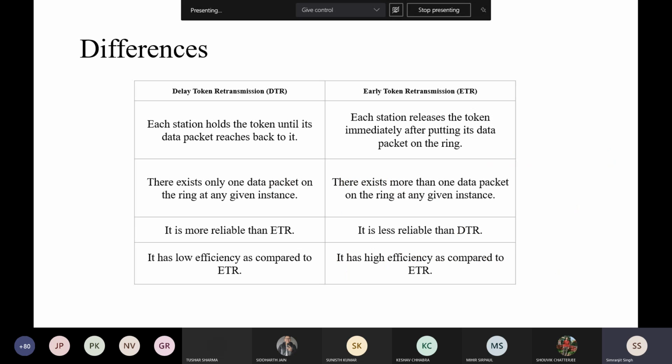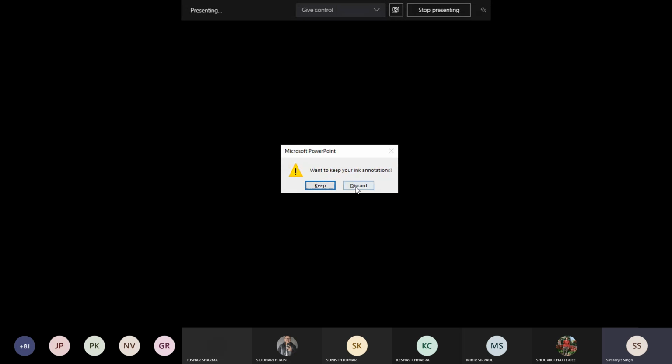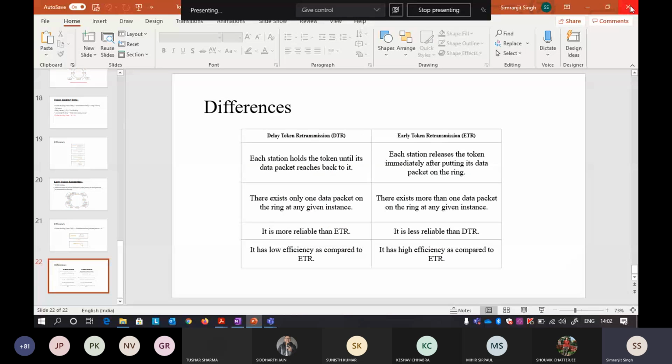If you take a look at the differences here, there are two main differences. Early token reinsertion is less reliable, and delayed token reinsertion is more reliable. But early token reinsertion is more efficient, and delayed token reinsertion is less efficient. So with this, only one technique is remaining, that is Aloha.